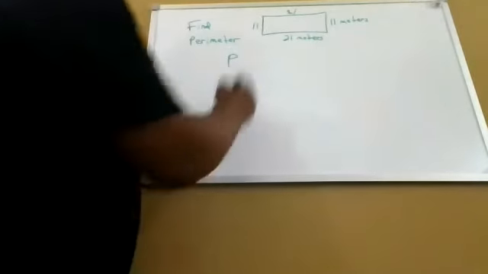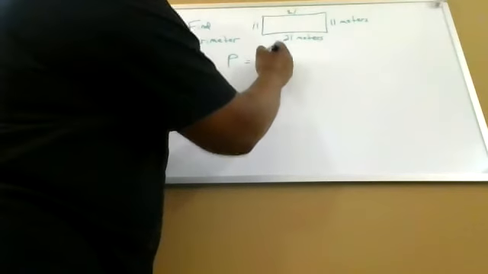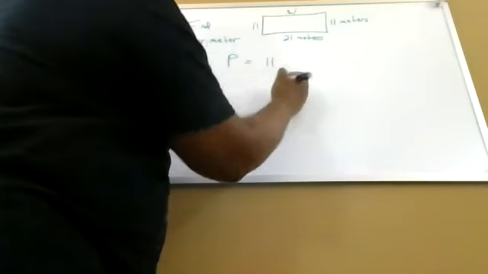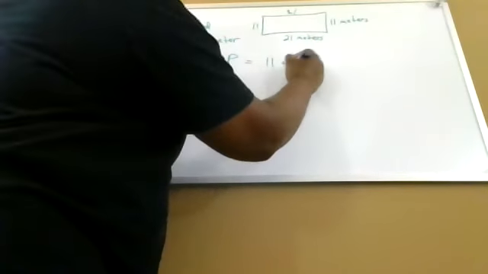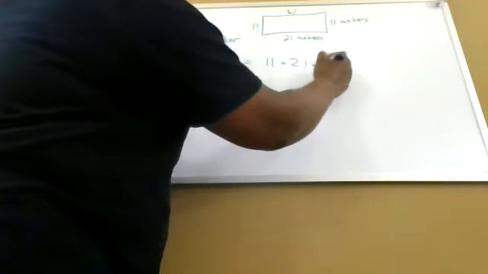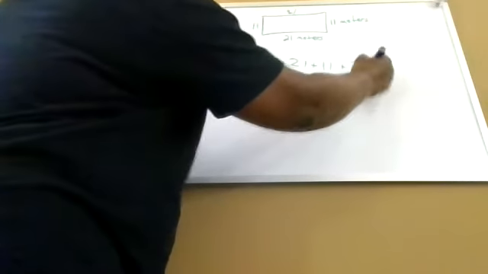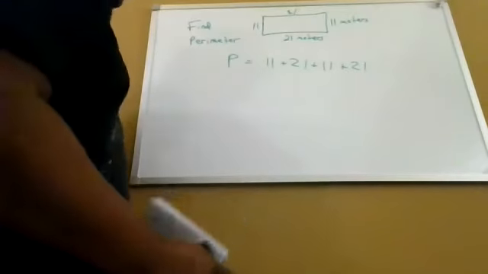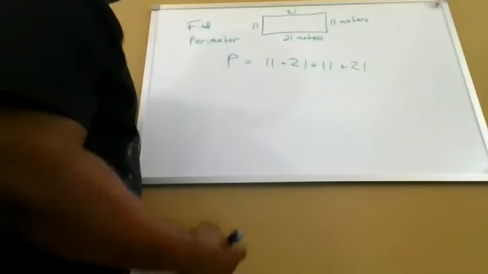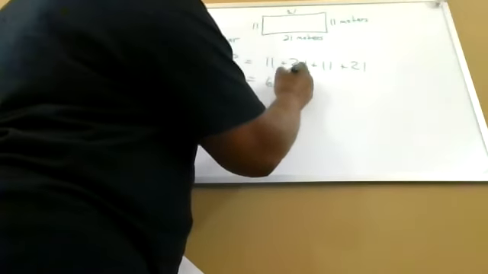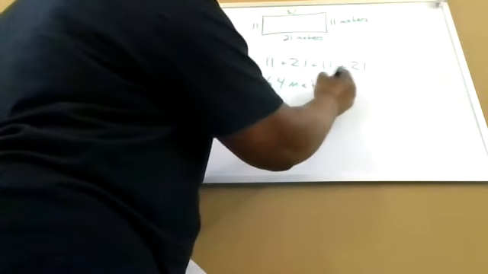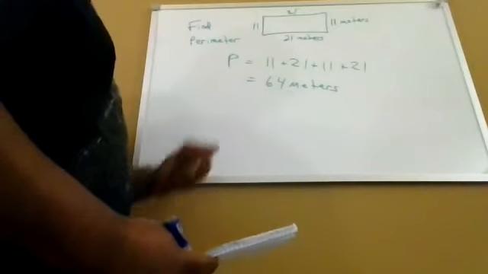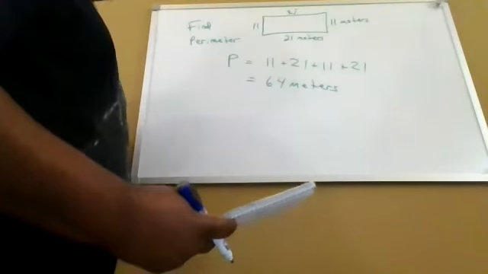So P for perimeter equals adding up all four sides. 11 plus 21 plus 11 plus 21 meters. And that added all together gives me 64. So the perimeter of this rectangle is 64 meters.